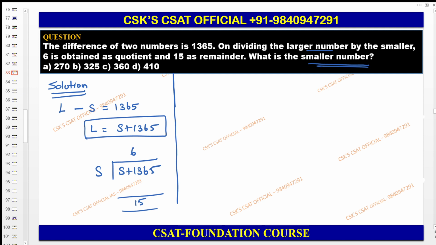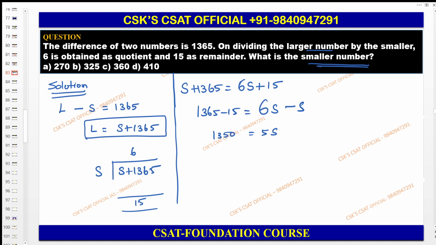You know the division algorithm concept. What is the division algorithm concept? Dividend is equal to divisor into quotient plus remainder. Therefore, let me take this as 6S plus 15. That is the logic now. So now rearrange these things. It is a basic thing only, here you need to apply the logic. So this is 6S minus S, which is equal to 5S, equal to 1350. So therefore, what is the value of S? The question is the smaller number.